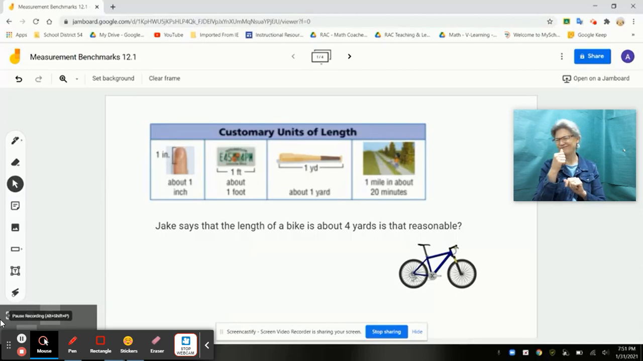Jake's bike is about, I would say, about 1.5 yards, or a baseball bat and another half of a baseball bat long.